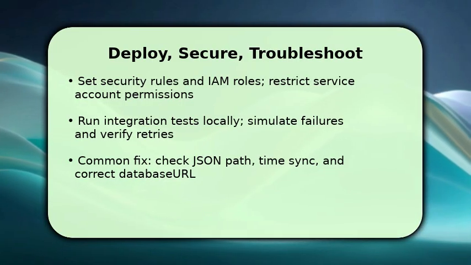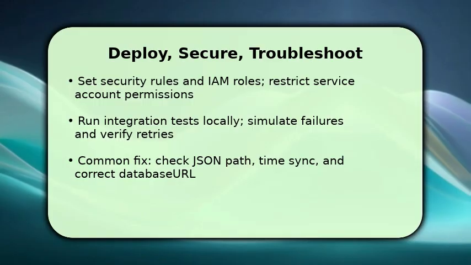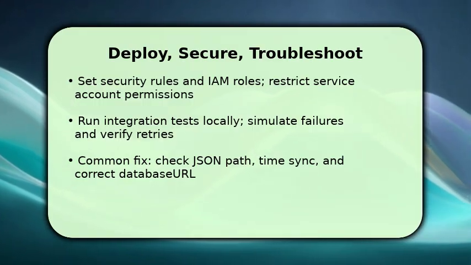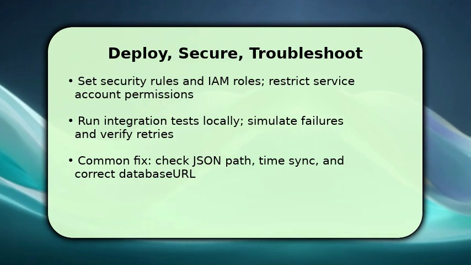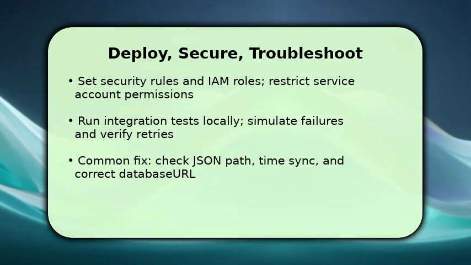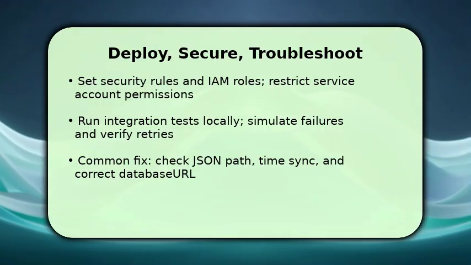If something goes wrong, first check that your service account JSON path is correct, ensure system time is accurate for JWTs, and verify the database URL matches the project. If errors persist, log full exception messages and retry with exponential backoff.